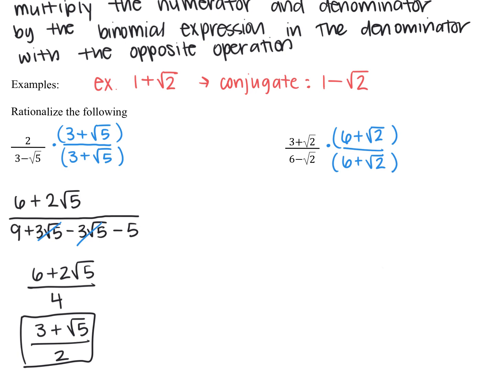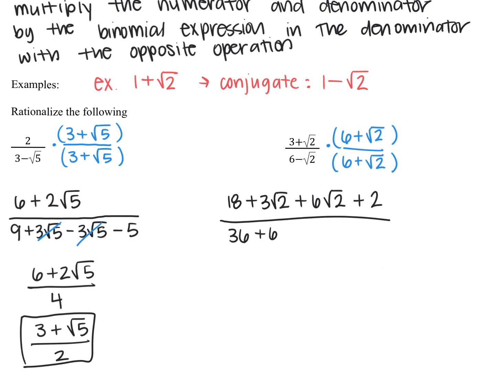So we'll do 3 times 6, which is 18, 3 times the square root of 2, which is 3 square root 2, square root 2 times 6, which is going to give us 6 square root 2, and then square root 2 times square root 2, which gives us plus 2. In our denominator, we're going to use FOIL as well. So 6 times 6 is 36. 6 times the square root of 2 is 6 square root 2. Negative square root 2 times 6 is negative 6 square root 2. And then negative square root 2 times square root 2 is just negative 2.